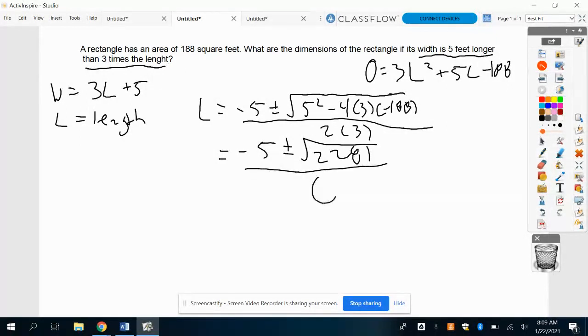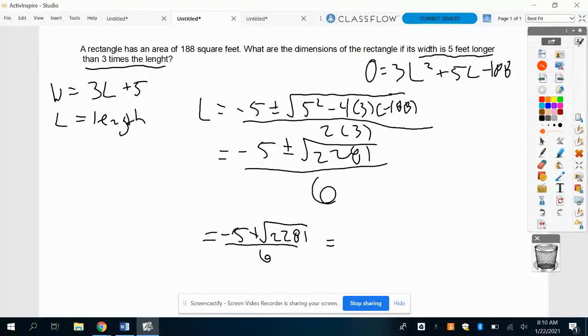2,281 all over 6. Now, at this point, you should check to see if you can take the square root of that 2,281. Well, you'll notice that you can't. So what we're going to do is we are just going to write out our two options and then put them in our calculator and round to the nearest 100th. So that's 2 decimal places. So basically our two options are -5 plus the square root of 2,281 divided by 6.